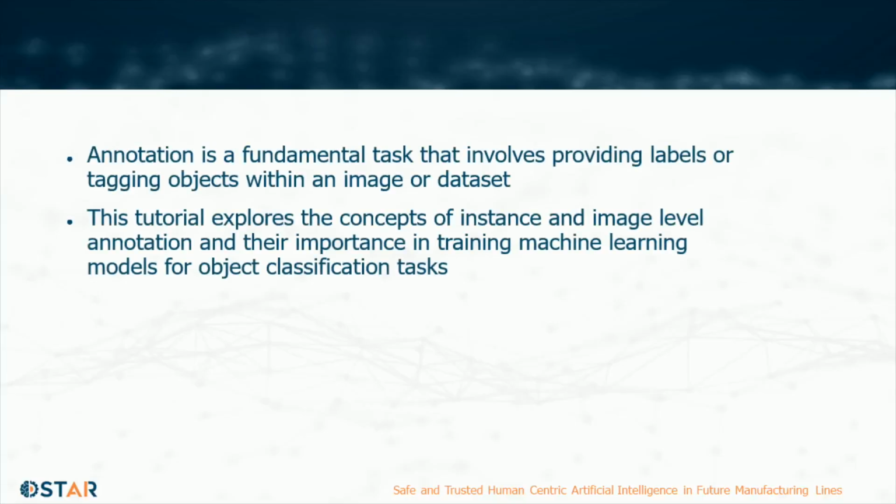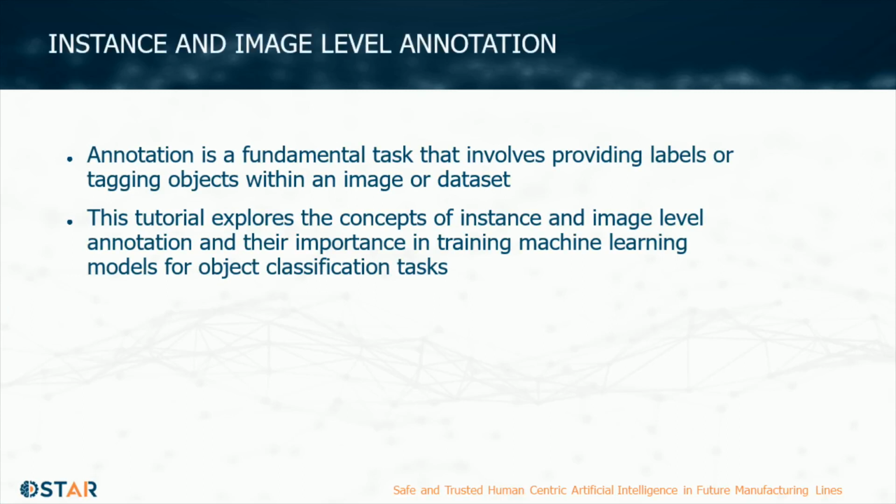Instance and image-level annotation. In the realm of computer vision and machine learning, annotation is a fundamental task that involves providing labels or tagging objects within an image or dataset. Annotation plays a crucial role in training machine learning models for object classification tasks. One of the popular techniques used for annotation is instance and image-level annotation.